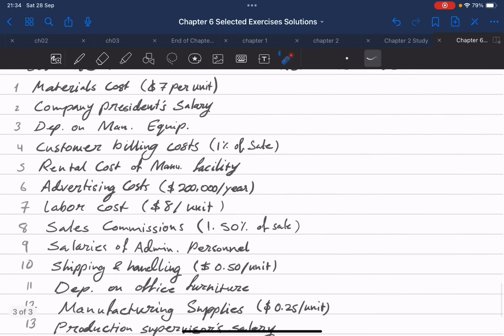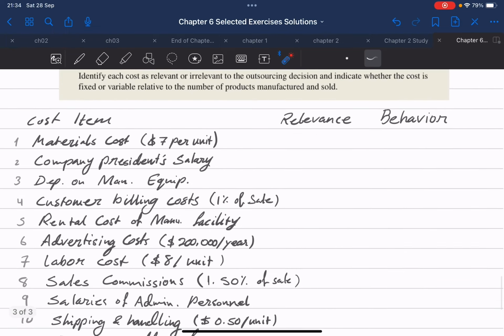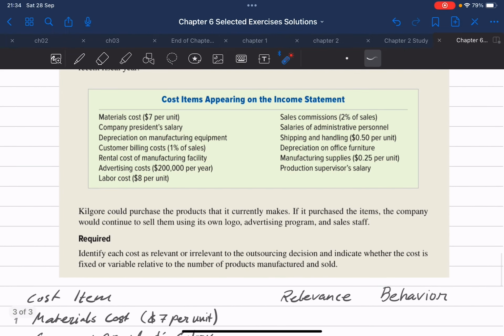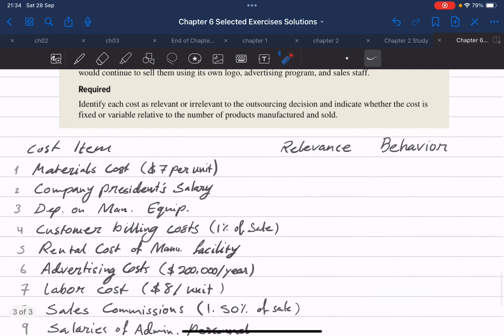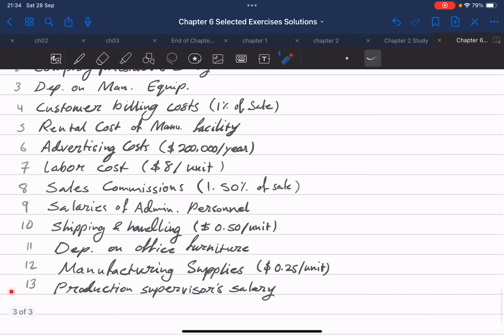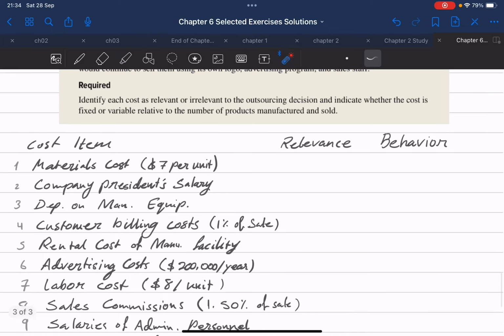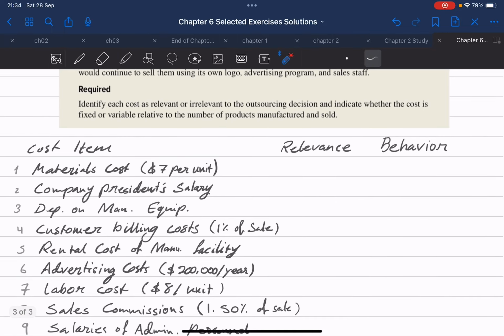I also went ahead and numbered each cost item just to make sure that I have copied all of them. So let's count them quickly together. We have 1, 2, 3, 4, 5, 6, 7, 8, 9, 10, 11, 12, 13, which matches my list right here. So we're good to go. So let's read them one by one and decide if they are relevant or irrelevant, and also decide whether they are a fixed cost or a variable cost.